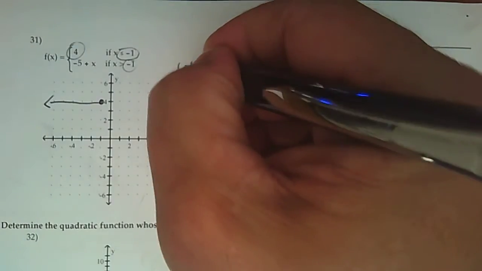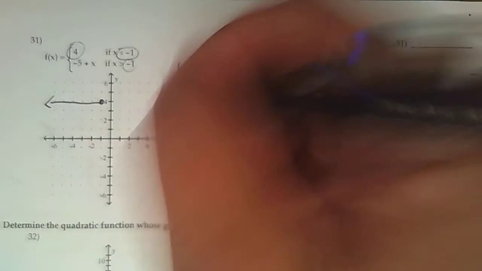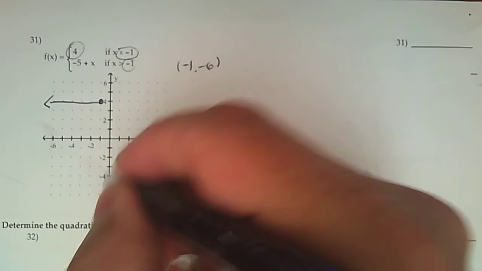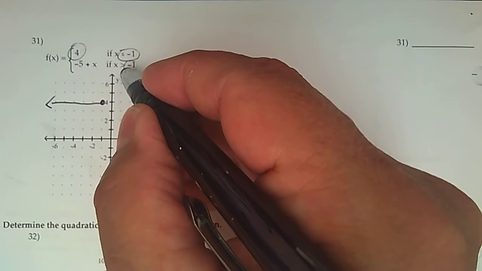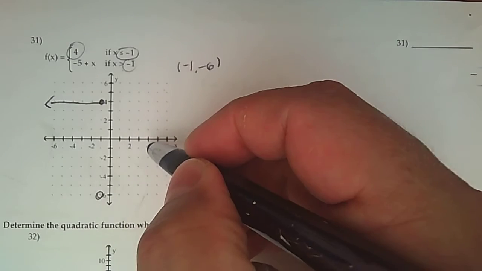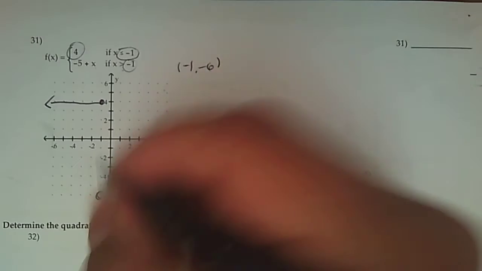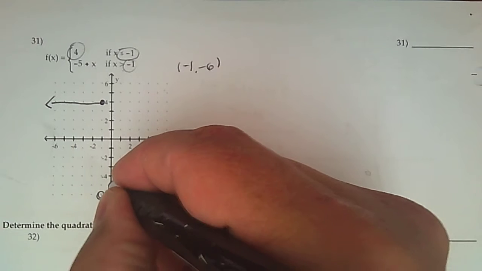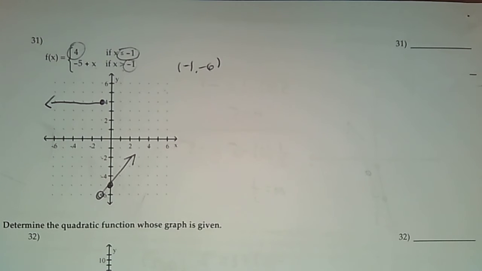For -5 plus x, I'm going to start with -1, and I'm going to plug it in. So if I plug in -1 into the bottom piece, I get -6. I recognize that -1 and -6, it's a hole. Why is it a hole? Because it's just greater than. Now, to the right of -1, that's what it's going to look like. So what's the slope? Up 1 and over 1, and that's it. And you've drawn your piecewise.